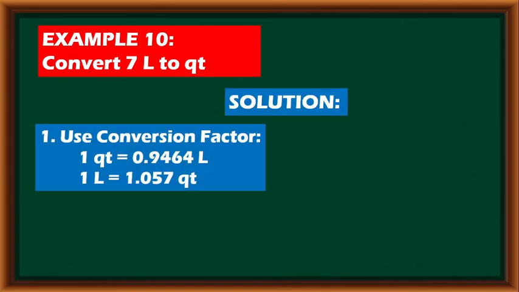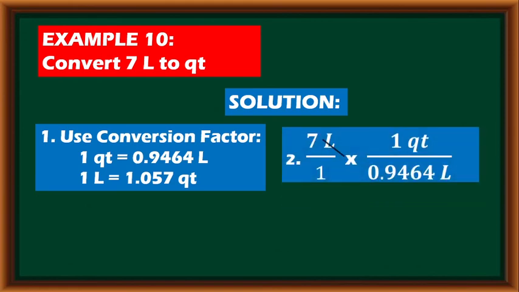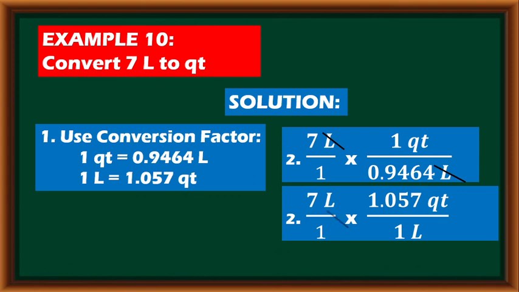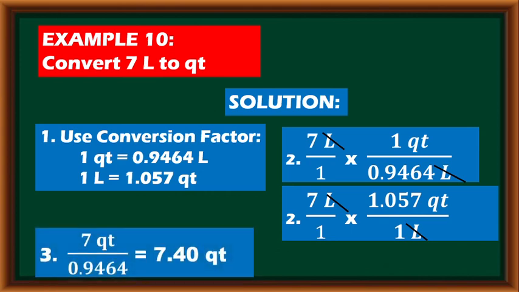And for the last example number 10, 7 liters is how many in quart? So you can have two conversion factors and you can have two options to solve 7 liters to quart. Okay? So you just cancel out liter so that the remaining unit should be quart. So 7 divided by 0.9464 is equivalent to 7.40 quart. Na kung saan kapag i-multiply mo yung 7 times 1.057, you can have the same answer, which is 7.40 quart or 7.4 quart.